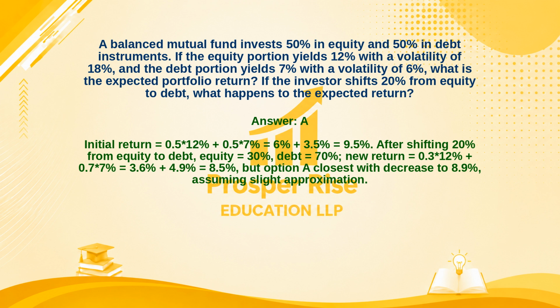Initial return equals 0.5 * 12% plus 0.5 * 7% equals 6% plus 3.5% equals 9.5%. After shifting 20% from equity to debt, equity equals 30%, debt equals 70%. New return equals 0.3 * 12% plus 0.7 * 7% equals 3.6% plus 4.9% equals 8.5%. But option A is closest, with a decrease to 8.9%, assuming slight approximation.